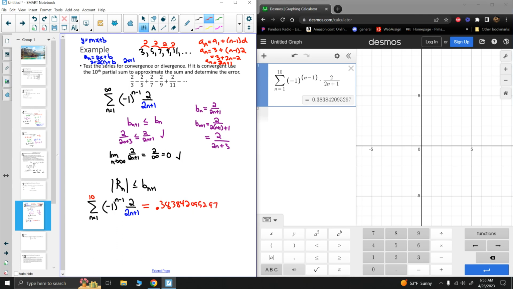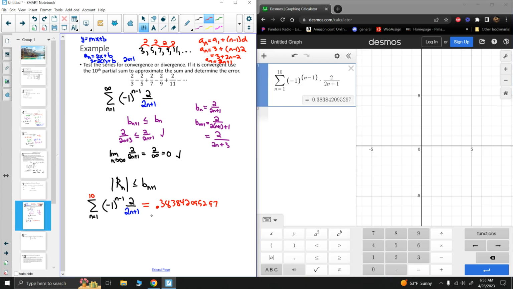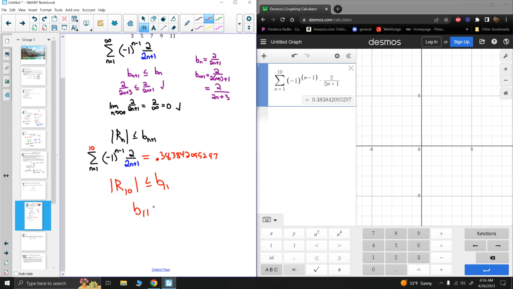0.383842095297. Okay, now we need to find the error rate, but again, the error rate on our 10th partial sum will be less than or equal to b sub 11. So let's think about what is b sub 11. B sub 11 would mean that we're plugging in 11 into our b sub n portion, just this portion. So that is 2 over 2 times 11 plus 1. B sub n again is the portion that isn't the alternating portion of it. So it's this bit. So I don't have to worry about what sign it is. Okay, because again, b sub n is always positive. The rest of it is the alternating signs.